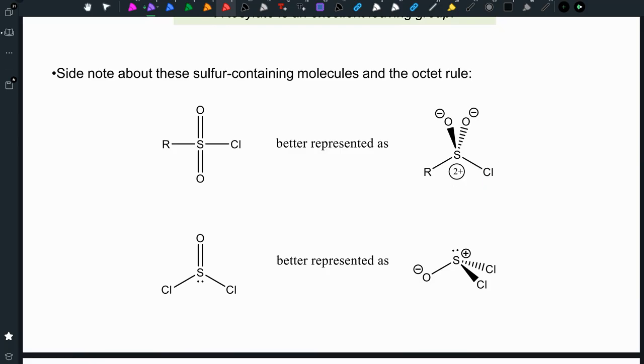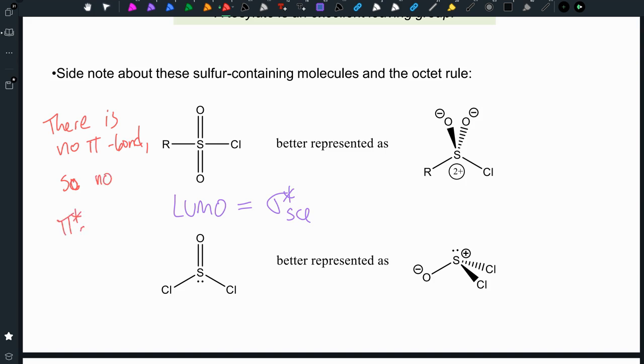And my note down here is, like I said, I prefer the structures that follow the octet rule. The reason being that in both cases, the LUMO of these molecules is sigma star SCl. There is no pi bond. So there's no pi star SO. Which I think if you draw them out with the formal charges like this, that becomes clearer.